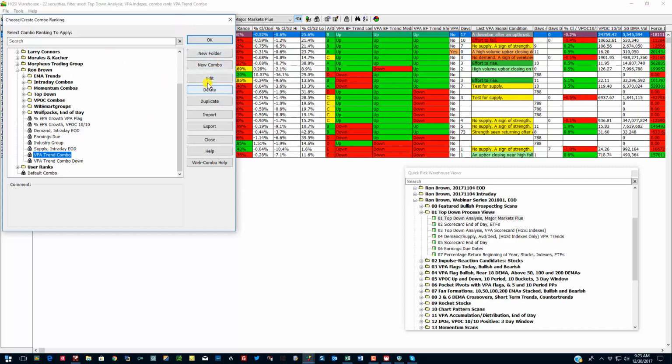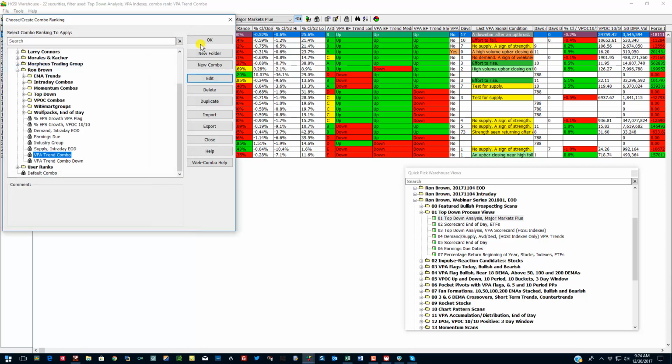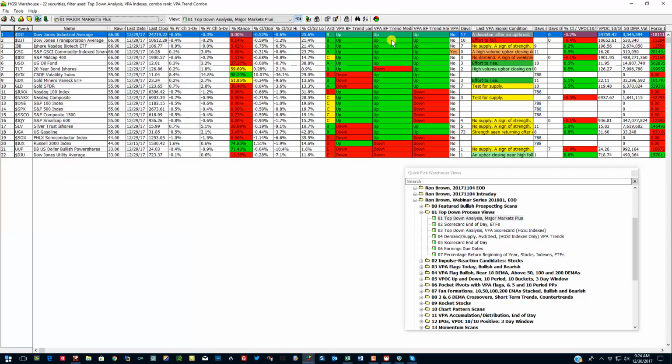And what it does is it gives equal weighting to the VPA trends, the short, the medium, and the long. These are all weighted the same. And by doing that, you're going to find the strongest trends at the top of the list by sorting on raw combo. Now there's a lot of information here. You can see the percentage price change 1 day and 5 day. So even though the Dow Jones is one of the strongest trends, it was down a little bit this week.